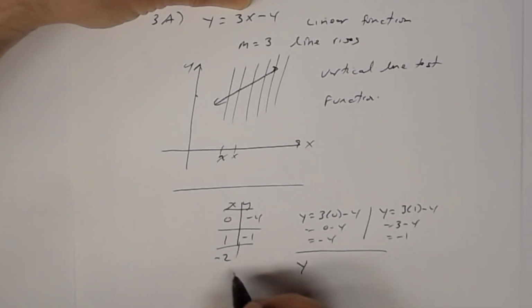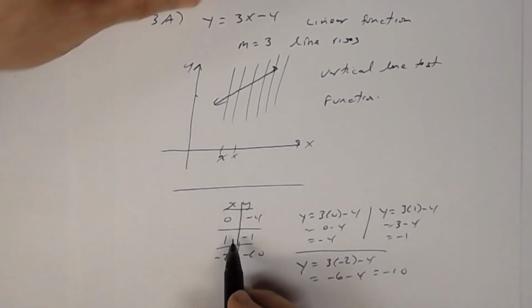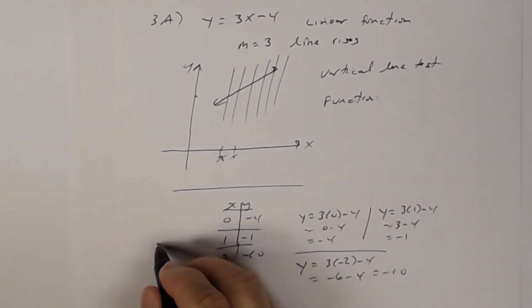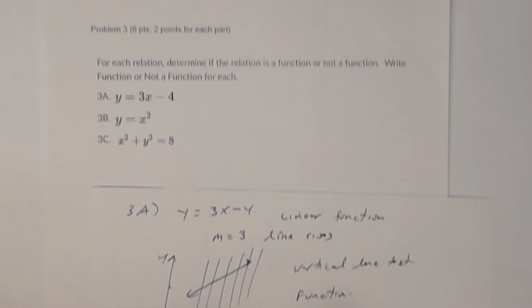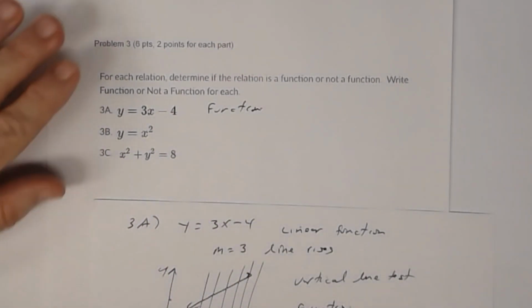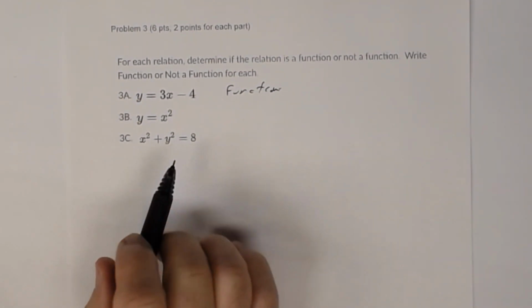When x is negative 2, I get y equals 3 times negative 2 minus 4. So that's negative 6 minus 4, which is negative 10. And if you continue the process, you're going to notice that for each of those x coordinates, there's only one y coordinate associated with it. So that's a function. All right, so 3a is a function. All right. Now, when we look at 3b, we have this.